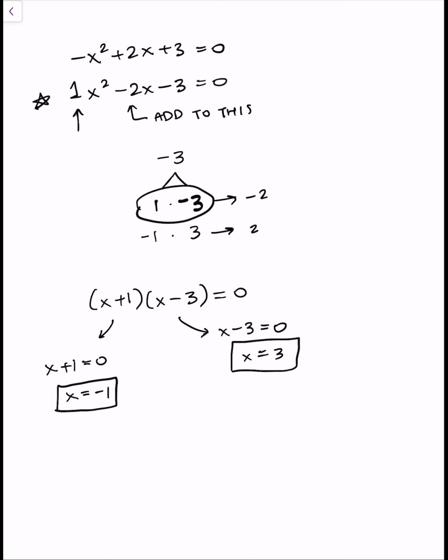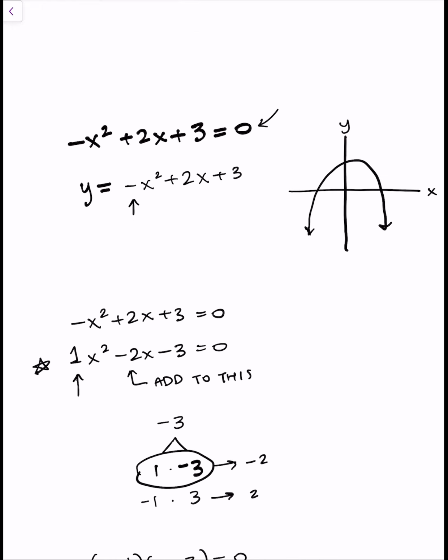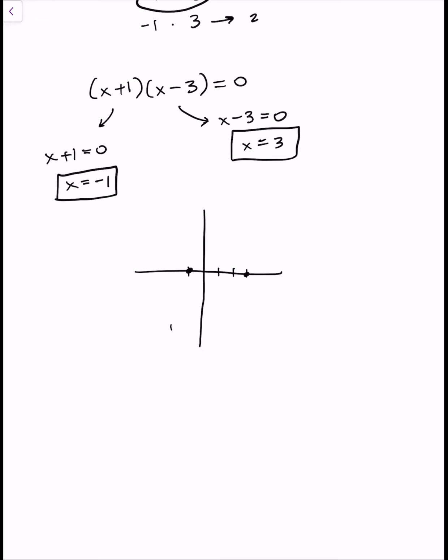And then on a graph, the original quadratic equation, when graphed, is going to cross the x-axis at negative 1 and at x equals positive 3. And like I said before, this was the original equation, and since we have a negative in front of the x squared term, this parabola is going to be pointing down like that.